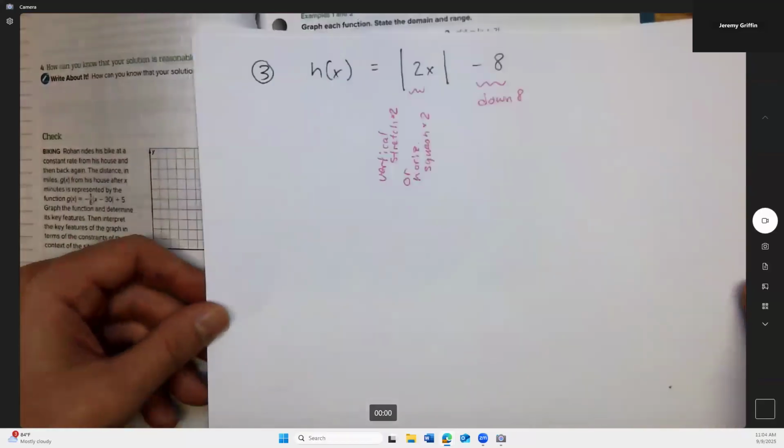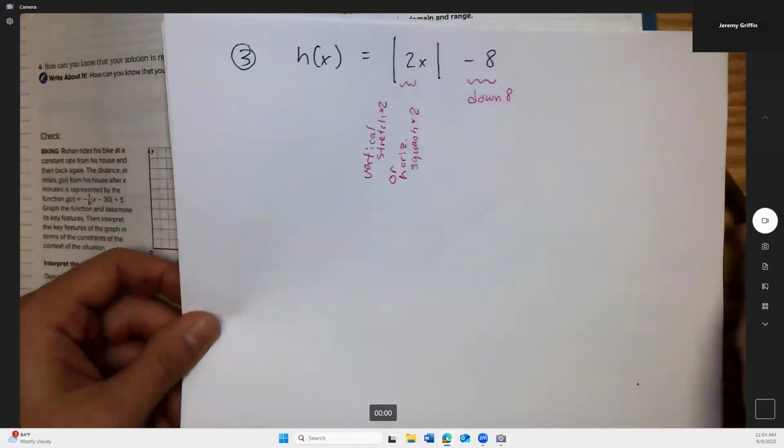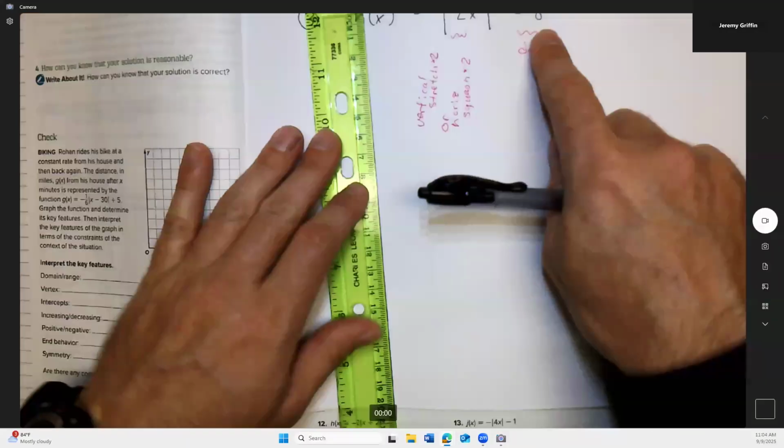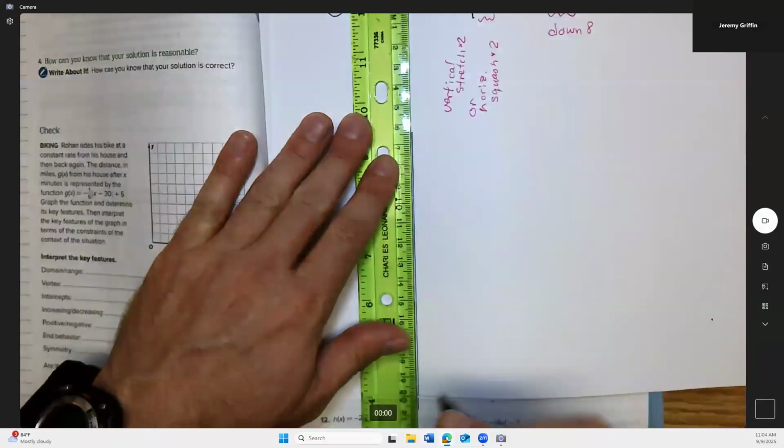So what does this look like on the graph? Well, down 8, it definitely better go way into negative territory on this one.